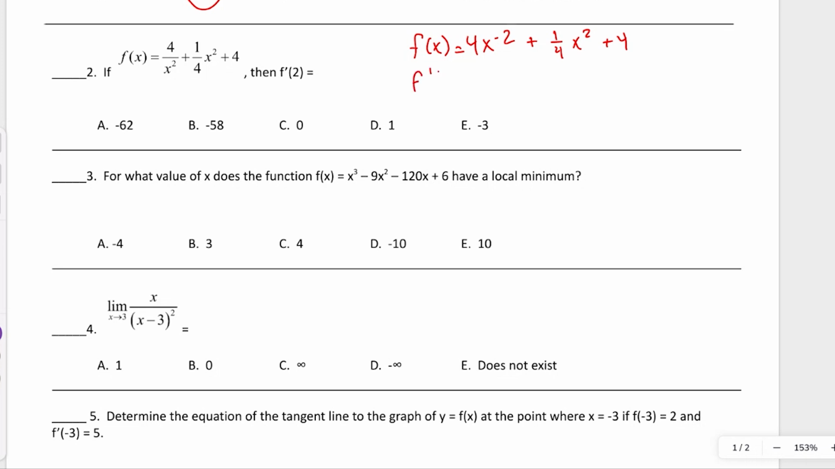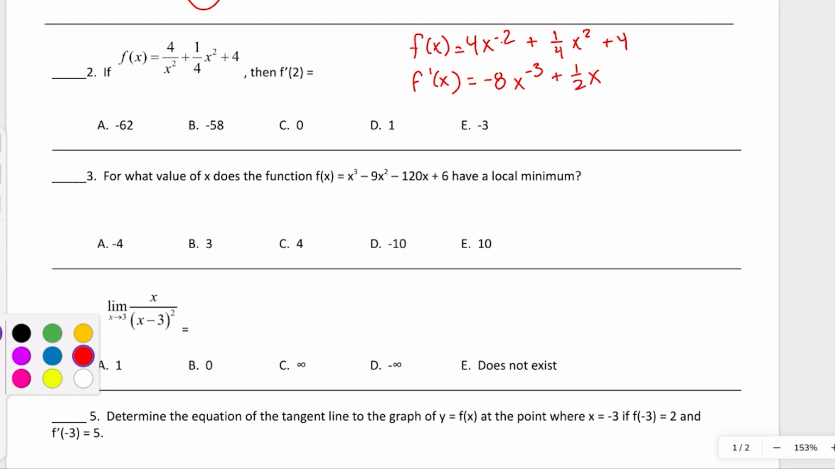Now if we want to find that derivative, we can just use the power rule. Negative 2 times 4 is going to be negative 8. So we have negative 8 times x to the negative 3. Recall that the exponent is going to decrease by 1. So that's why it becomes negative 3. So that's going to be the derivative of the first term. The derivative of the second term is 1/4 times 2, which is 1/2. So 1/2 x, and then the derivative of 4 is 0.